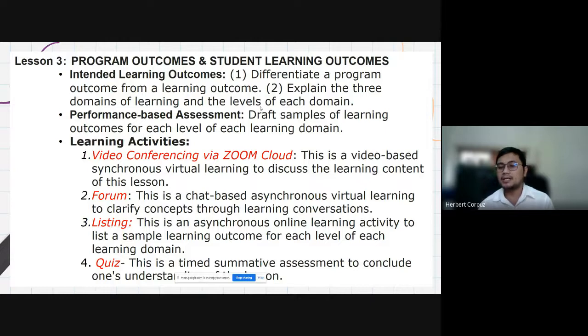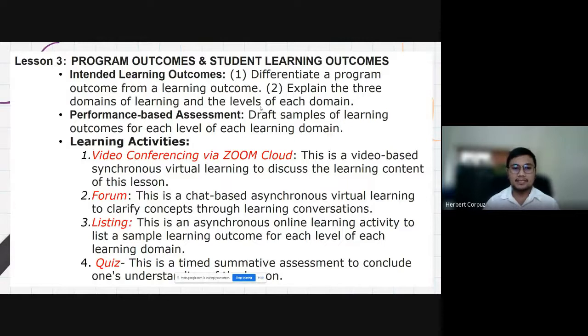And the second one, that you should be able to explain the three domains of learning and the levels of each domain. And your performance-based assessment is for you to draft samples of learning outcomes for each level of each learning domain. So there are different levels under each learning domain. You just have to draft sample learning outcomes for each of these levels.